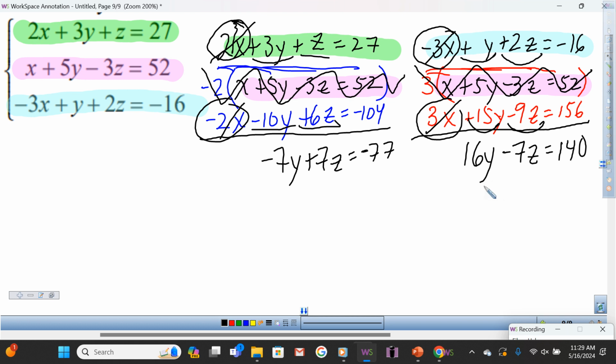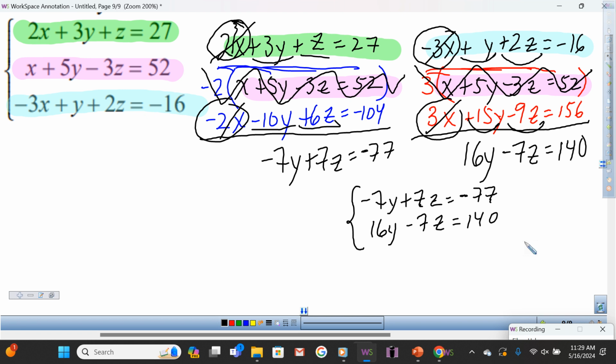Nope. Okay. So, now we end up with 2 equations. What did we do from there? Oh, I remember, Mr. Q, we made it into a system. Negative 7y plus 7z equals negative 77. Once again, make sure you're copying everything correctly as you go along, because this is another place where some of you make mistakes. 16y minus 7z equals 140.